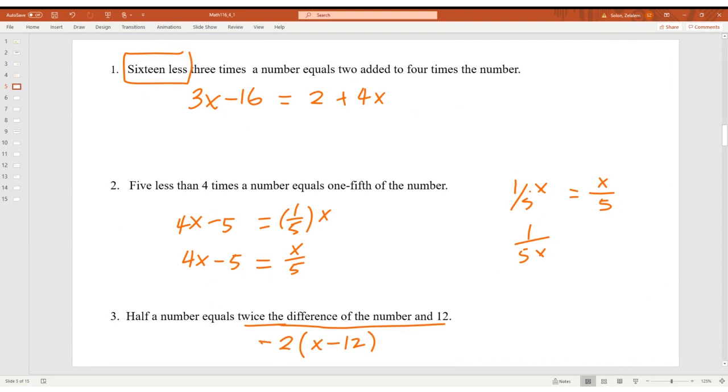And it is equal to half a number, x over 2, half of a number, or 1 over 2 times x. So if you write like this, it's sort of perfectly fine. Half a number equals twice x minus 12. Difference of a number and 12. Okay, do you guys see the difference now?